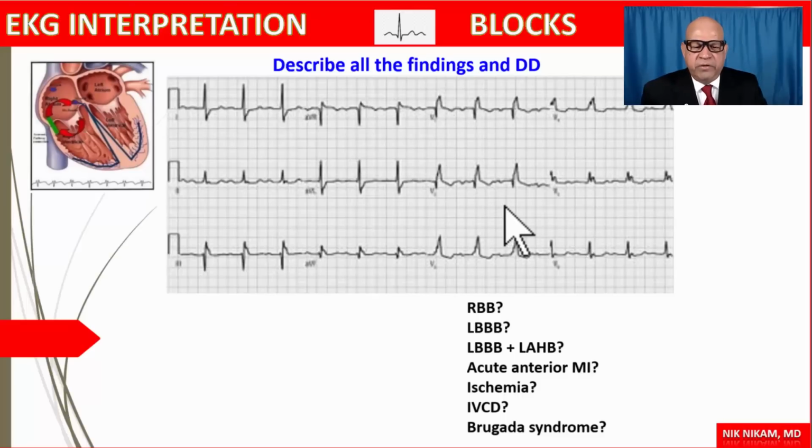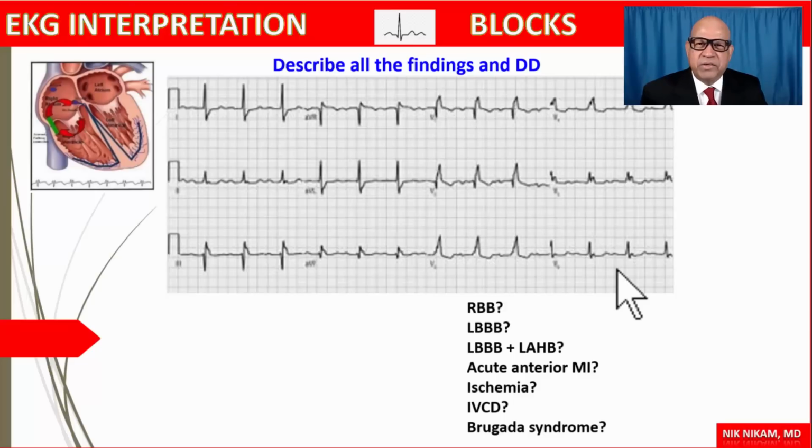So here, if I were to summarize all the findings, we have sinus rhythm, first degree AV block, old anteroseptal myocardial infarction, right bundle branch block, old inferior myocardial infarction, and along with that, look at the T waves. These T waves are not normal. These T waves are flat to biphasic. So we have non-specific ST-T changes.